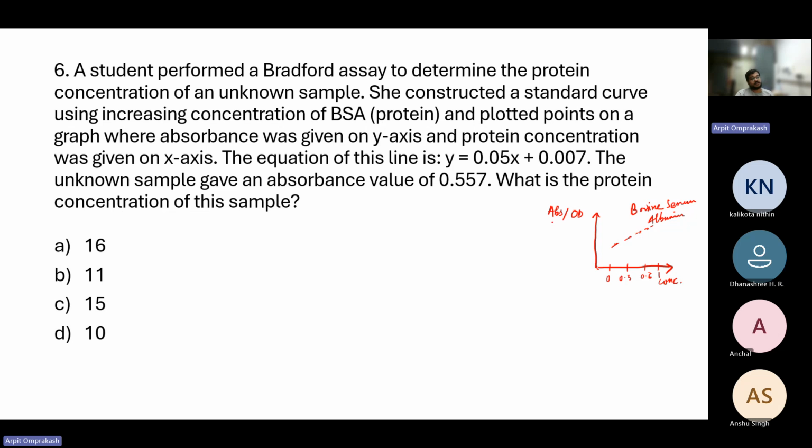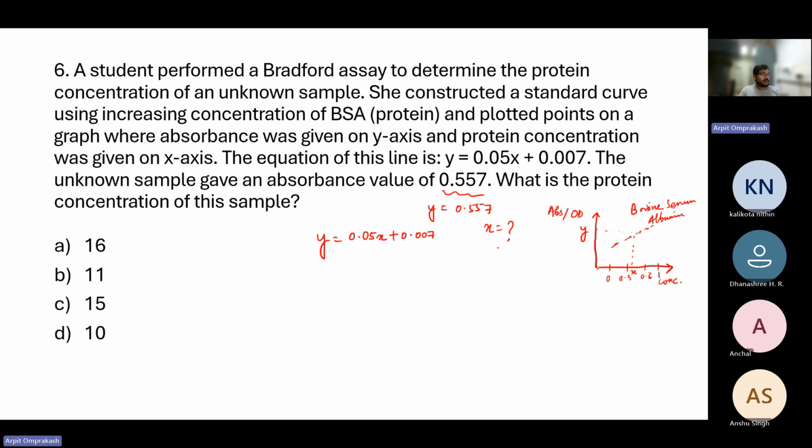So if you have an unknown protein for which you know the absorbance because that is what you measured, so you have a value of y, what you want to know is basically the value of x, given that x is concentration and y is absorbance. So that's what we'll be doing. We have this equation of line, y is equal to 0.05x plus 0.007. We are given the value of y, which is y is equal to 0.557. What we want to find is the value of x.